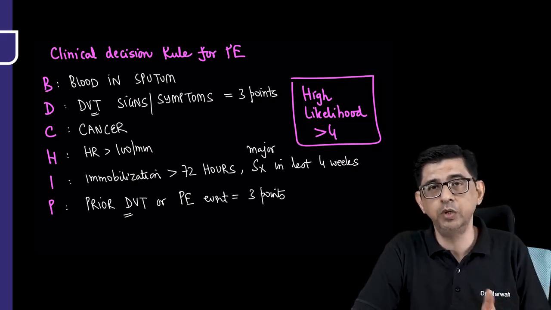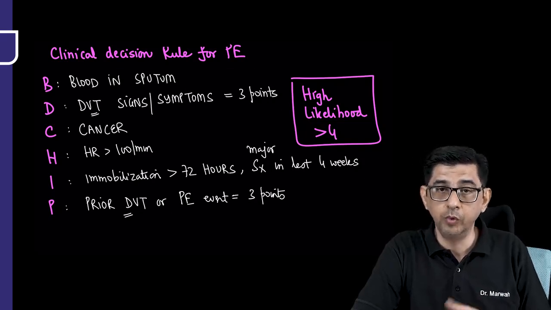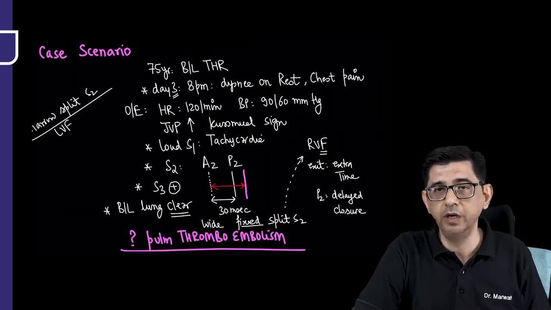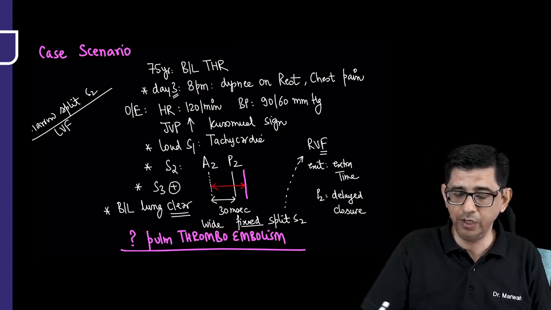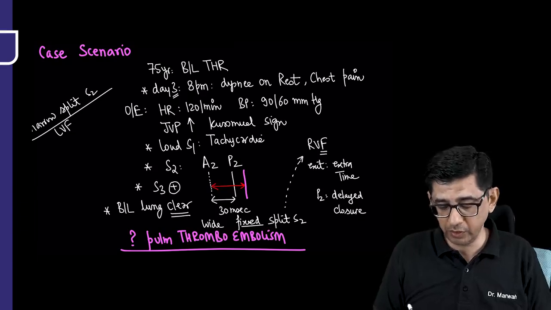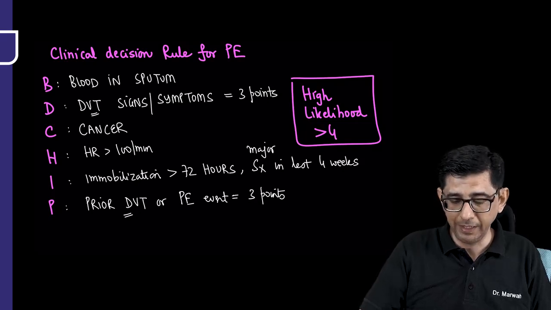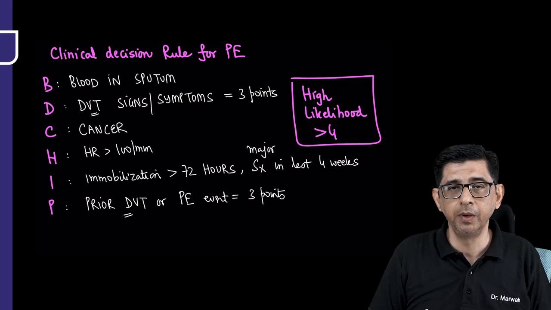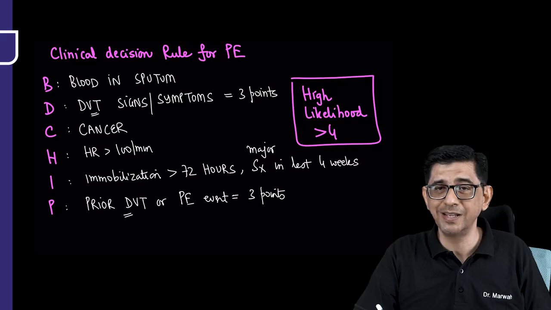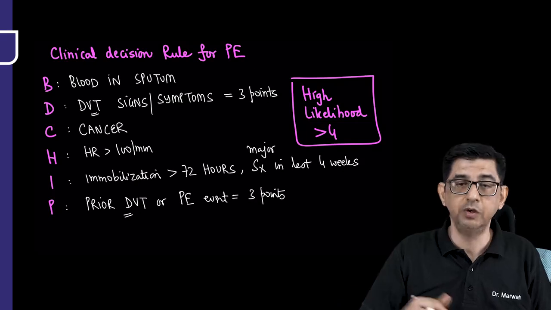She is scheduled for total abdominal hysterectomy with bilateral salpingo-oophorectomy, and post-surgery she's having these events that I've described. Then it would be relatively easier for you. So I decided to deliberately introduce something like a joint replacement surgery for avascular necrosis of the hip, and you will have to use your clinical wisdom on the basis of BDC hip: blood in the sputum, DVT signs and symptoms, then cancer, heart rate, immobilization, prior episode of DVT is what I've said.